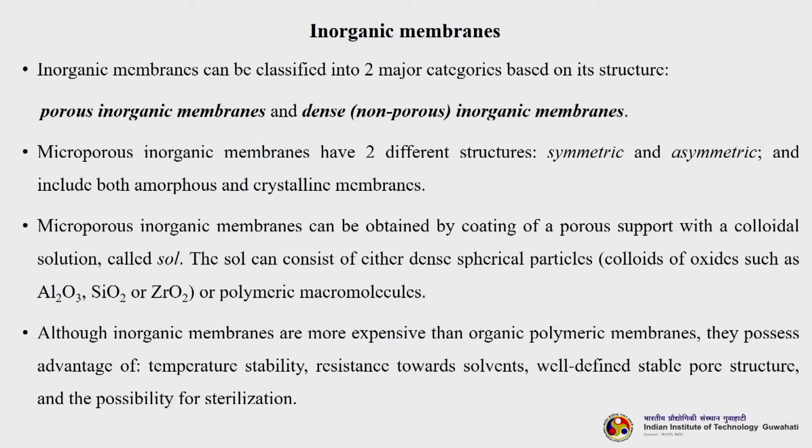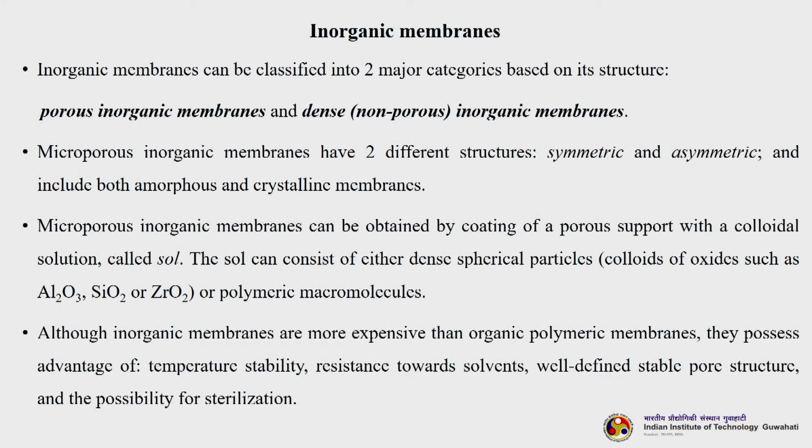The total membrane may be various millimeters in thickness, but the actual top layer which is doing the separation is only about a micrometer or even smaller than that. Pore sizes are below 1 nanometer usually. So, asymmetric membranes. Inorganic membranes can be classified into two major categories based on their structure. The first is porous inorganic membrane, the second is dense or non-porous inorganic membranes. Microporous inorganic membranes have two different structures, symmetric and asymmetric, and they include both amorphous and crystalline membranes.